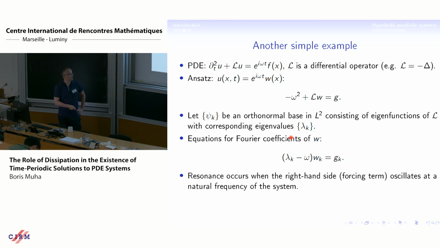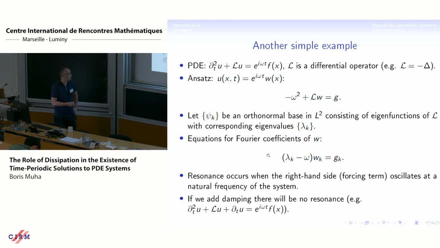So if you force the equation that oscillates at the natural frequency of the system. And here I also want to emphasize, if you add some damping, for example, this kind of damping, you can easily see there will be no resonance, because you easily see what you will get in the equation. You will have some imaginary part, and you will never hit zero. Okay, so these are two simple examples which show us that in principle, the time periodic problem is not well posed.